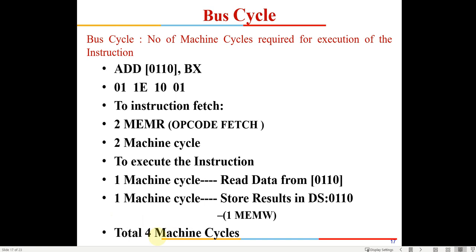Is it clear now? Sir, I think the number of machine cycles depends on the number of memory operations. Yes, it depends on the memory operations essentially. So if there are only register operations, then we don't consider them part of the machine cycle. Right, if it is a pure register operation, we don't consider it as a machine cycle operation.